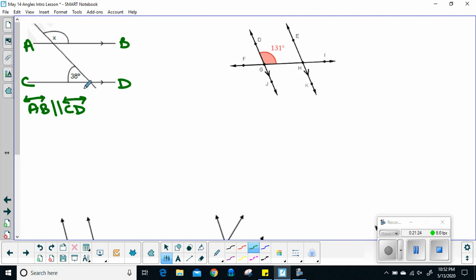They don't line up in an F, they don't line up in a Z, they don't line up in a C, but if I turn you into a Z pattern, that turns this into 38 degrees. And then I can figure that one out. So let's call you angle, let's take a Q here. So let's say angle DQB equals 38 degrees. So that's my parallel line theorem Z pattern.